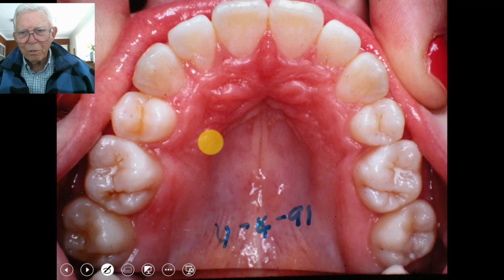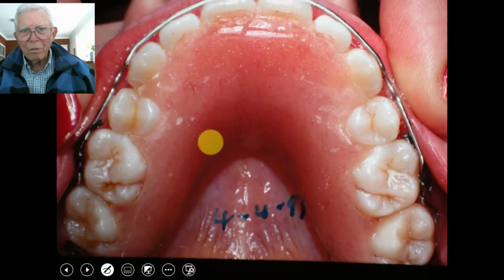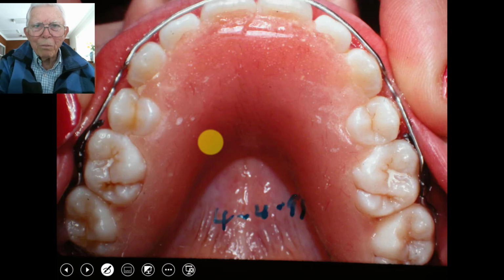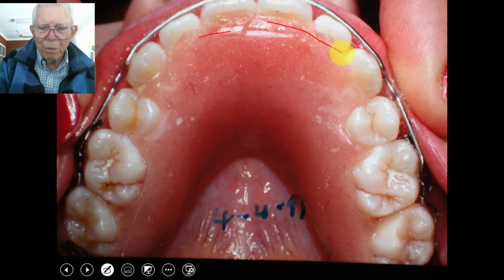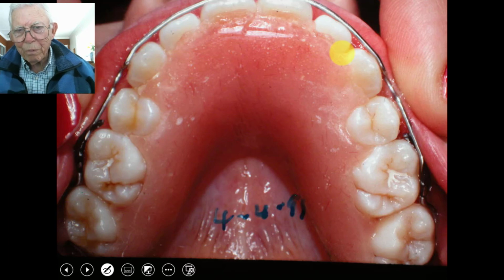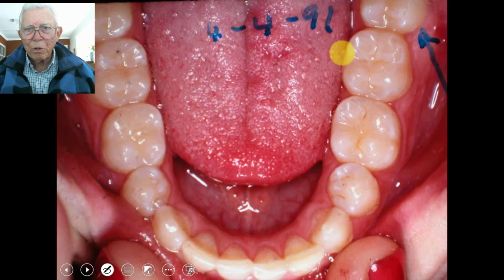And I think we've got, this is the retainer we put in with a little bite plate up here to stop the lower teeth from erupting down. And this is the lower teeth, and there are the wisdom teeth in on the case.